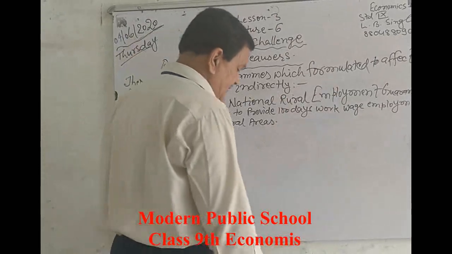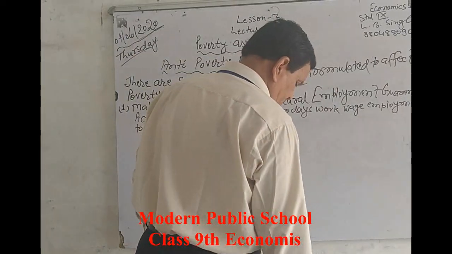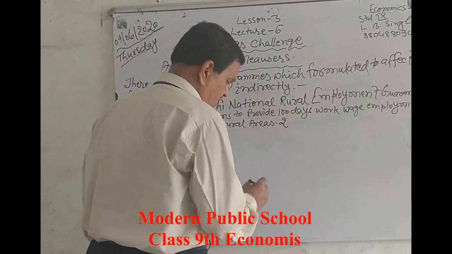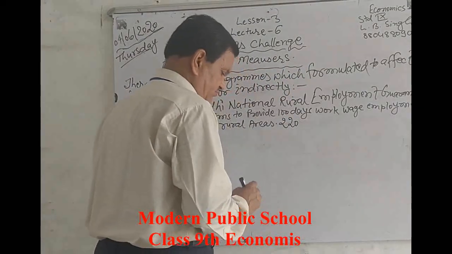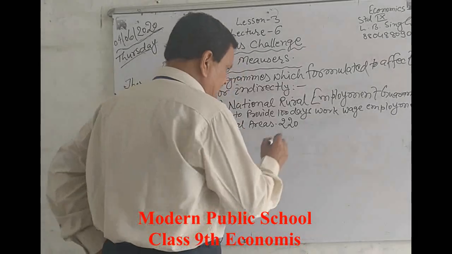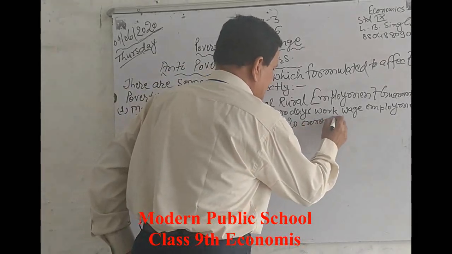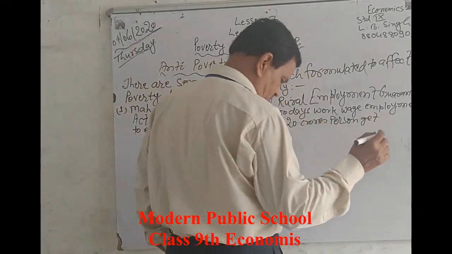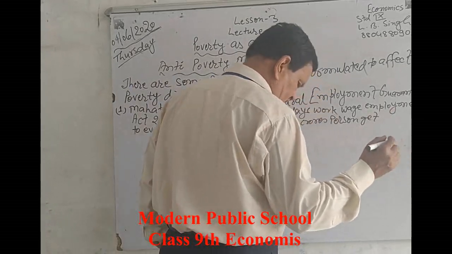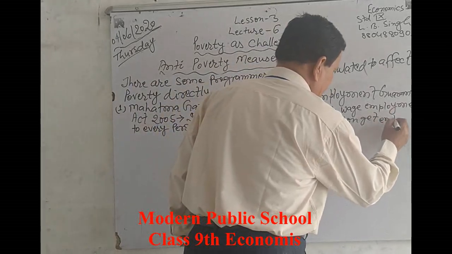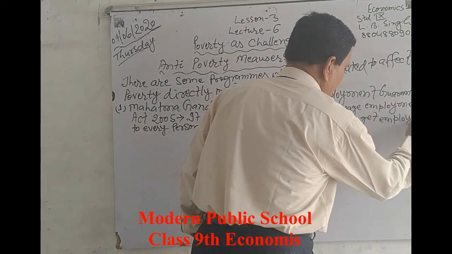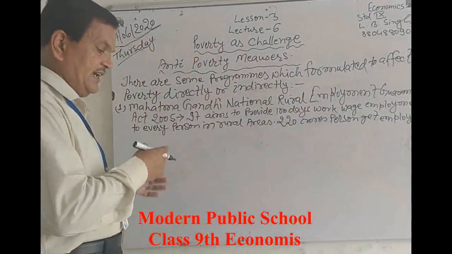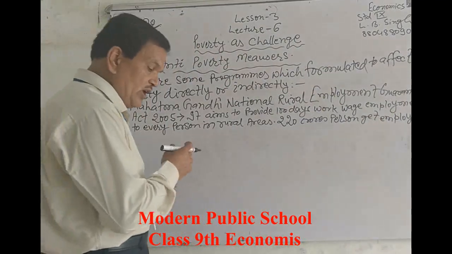The second one is wages. In total, 220 crore person-days of employment were generated. Do you know this thing? 220 crore is a lot. They are getting the opportunity of jobs in rural areas.